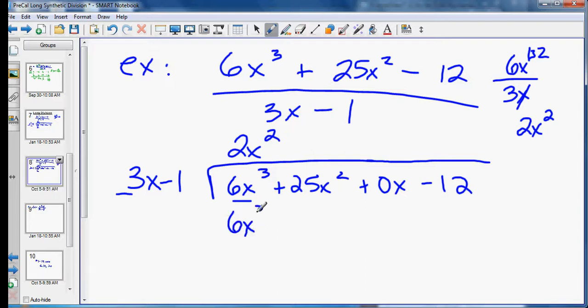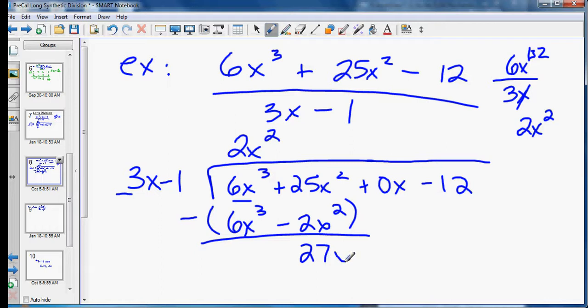6x cubed minus 6x cubed is 0. 25x squared minus a negative 2x squared means really plus 2x squared is 27x squared. And I'm going to bring down the 0x. So I divided, I multiplied, I subtracted, and brought down. Now we get to repeat. So now I'm doing 27x squared divided by the 3x.